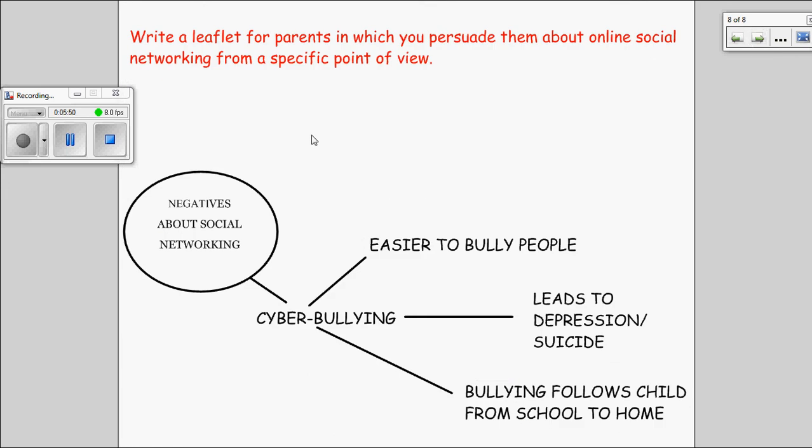Okay, here's another example. Looking back at writing a leaflet for parents, one of my ideas was cyberbullying. Coming off of that, I know that I could talk about how it's easier to bully people online. I could talk about the fact that bullying online leads to depression and suicide, and then I can talk about how the bullying is following the child from school to home. People can now bully people in their own homes on social networking sites. Straight away, I've got my key point of what my paragraph's going to be about, cyberbullying, and at least 3 key ideas I want to talk about.